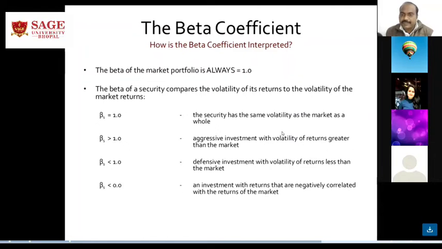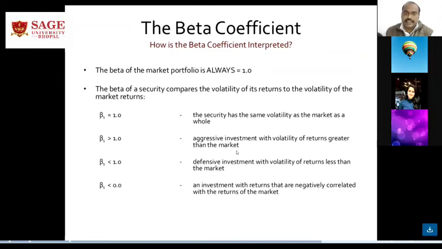What is volatility? Volatility means change, with volatility of returns greater than the market. And what if beta is less than 1.0? It is a defensive investment with volatility of returns less than the market. And if beta is less than 0, it gives us an investment with returns that are negatively correlated. So always the best is beta equal to 1.0.